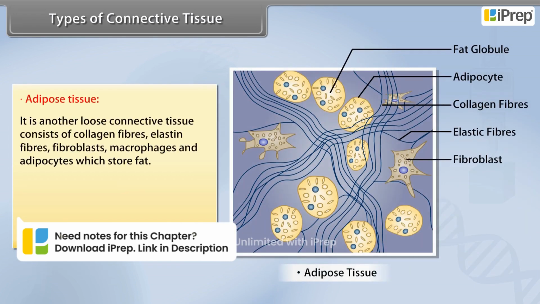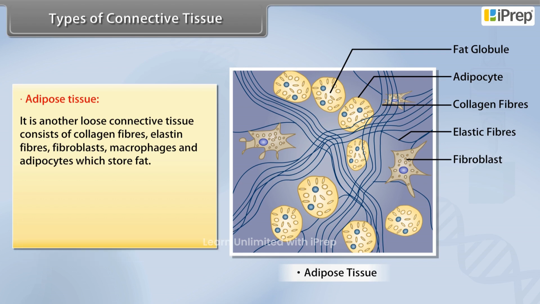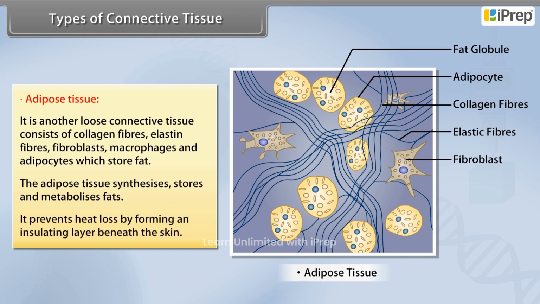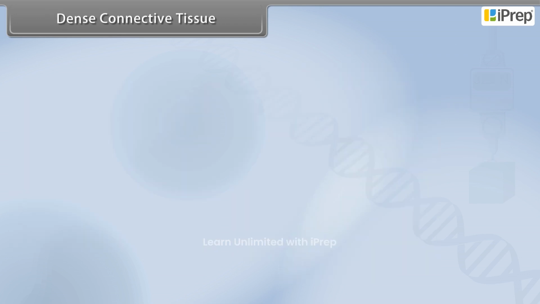Adipose tissue. It is another loose connective tissue, consists of collagen fibers, elastin fibers, fibroblasts, macrophages, and adipocytes which store fat. The adipose tissue synthesizes, stores, and metabolizes fats. It prevents heat loss by forming an insulating layer.